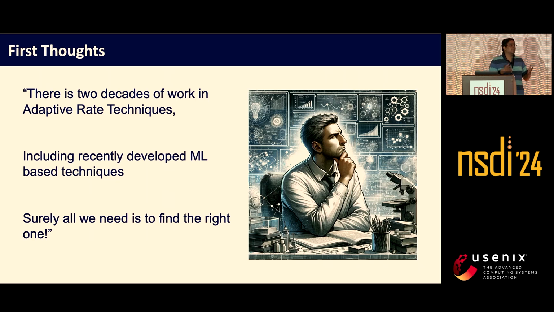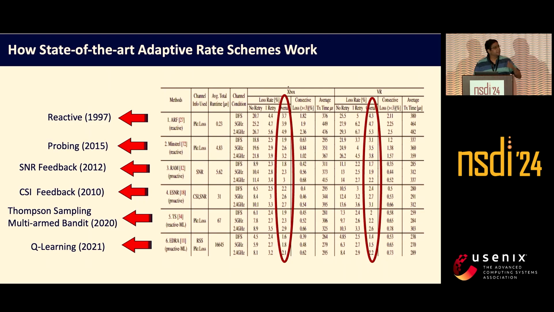So at first when we saw this, we were like, hey, rate adaptation has been out there for 2 decades now. There must be something that we can pick up. More recently, there are also ML papers that are using ML to do rate adaptation. So all we have to do is just pick something up. Let's see what happens, right? And this is what happened actually.